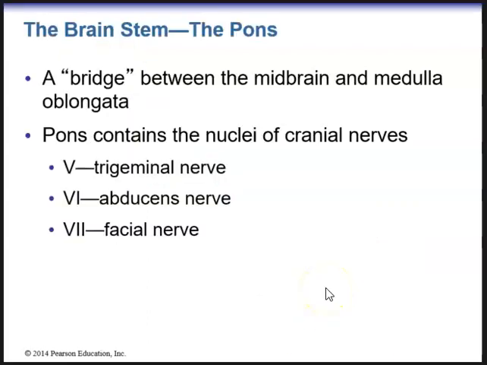So the pons is a bridge between the midbrain and the medulla oblongata and contains these cranial nerves. The trigeminal nerve, which you need to identify, is the large nerve lateral to the pons. We have the abducens nerve, which is responsible for moving certain muscles within the eye. And then we have the facial nerve, responsible for innervation to the face.